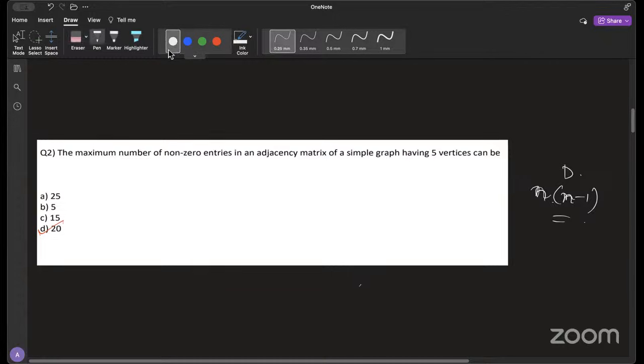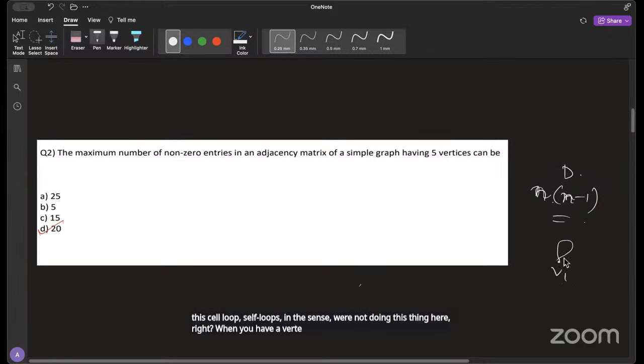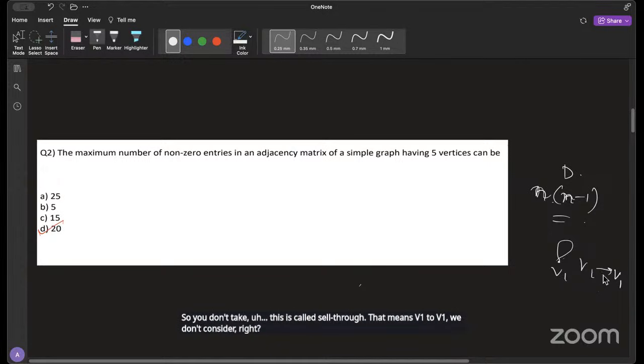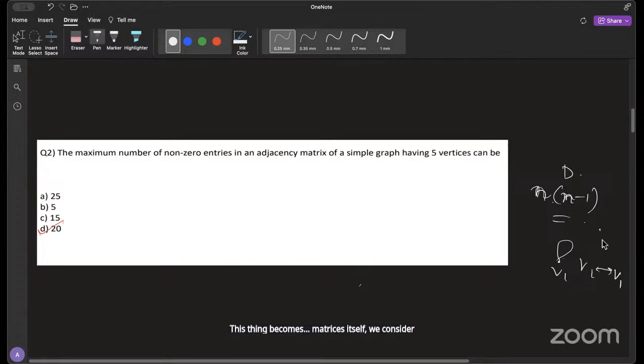No, we're not talking about adjacency and all. We're just talking about this self loop. When you have a vertex, you don't take this thing. This is called a self loop. That means V1 to V1 we don't consider. In the matrix itself, we consider the V1 to V1 entry to be 0.